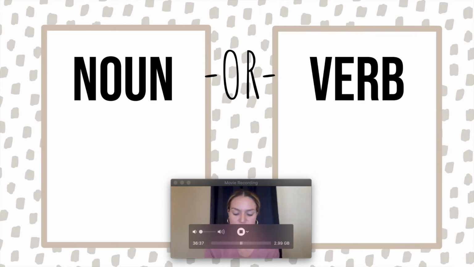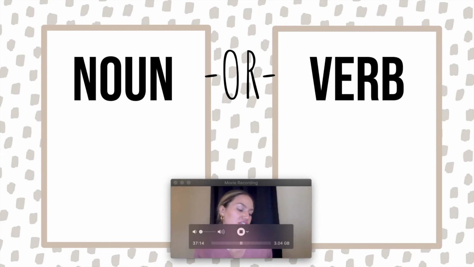So our next one is read. Is read a noun or a verb? And then we have football. Is football a noun or a verb? And then Miss Fulton. Is Miss Fulton a noun or a verb? And jump. Is jump a noun or a verb?